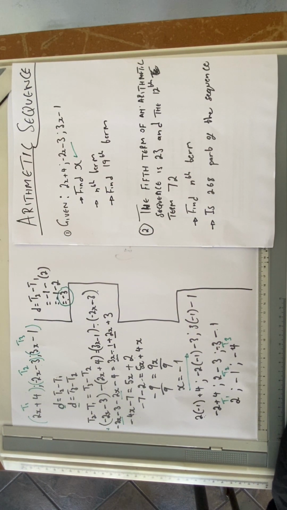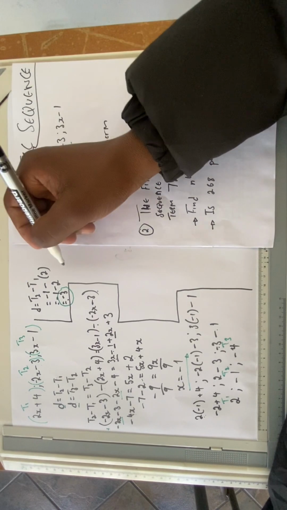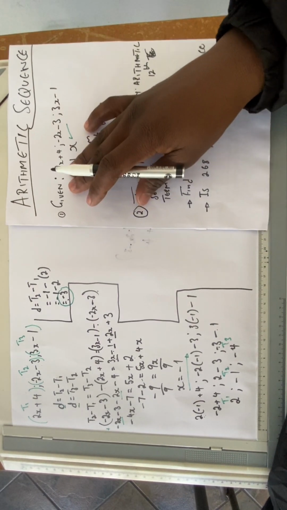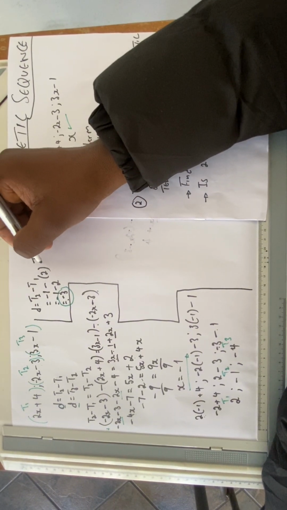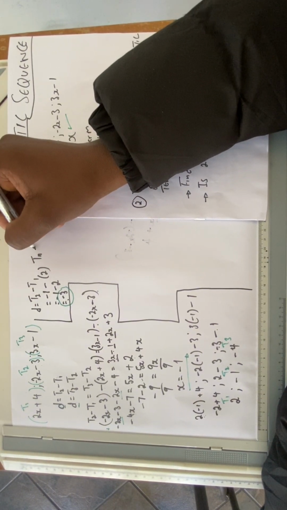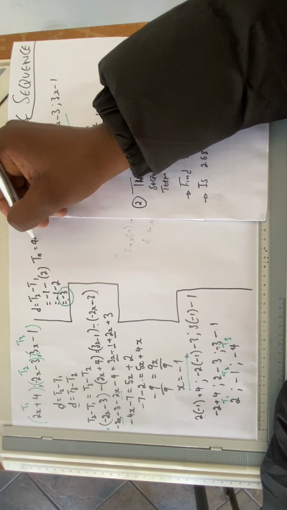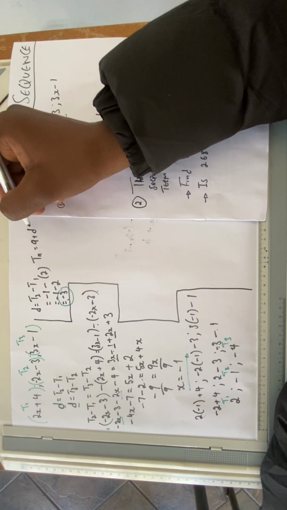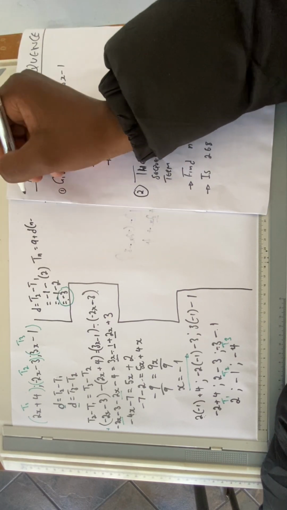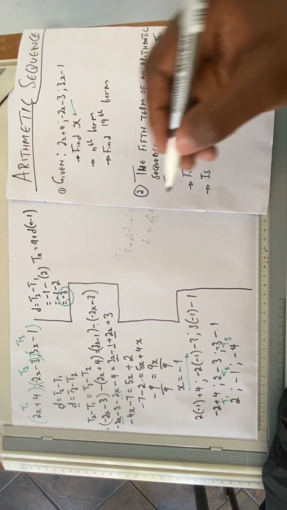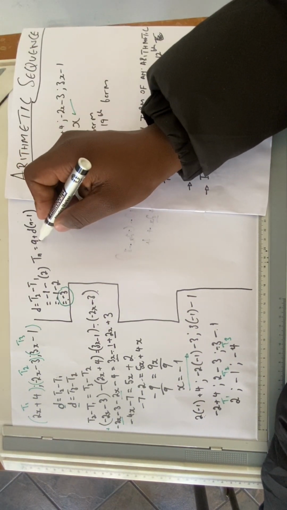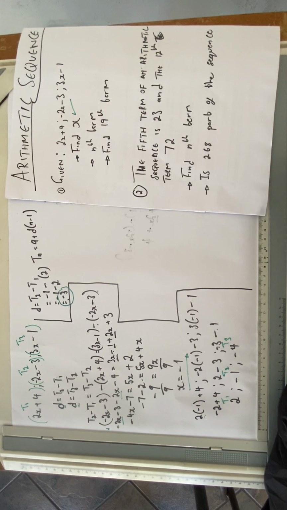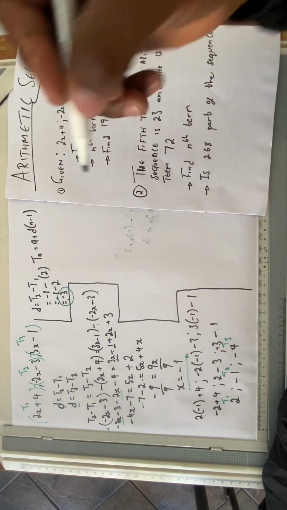So since I have my common difference, I want to find the nth term. So I'm going to say Tn is equal to a plus d, open bracket, n minus 1. This is what I was supposed to be having. But now, I need to what? Yes, I need to substitute what I know.